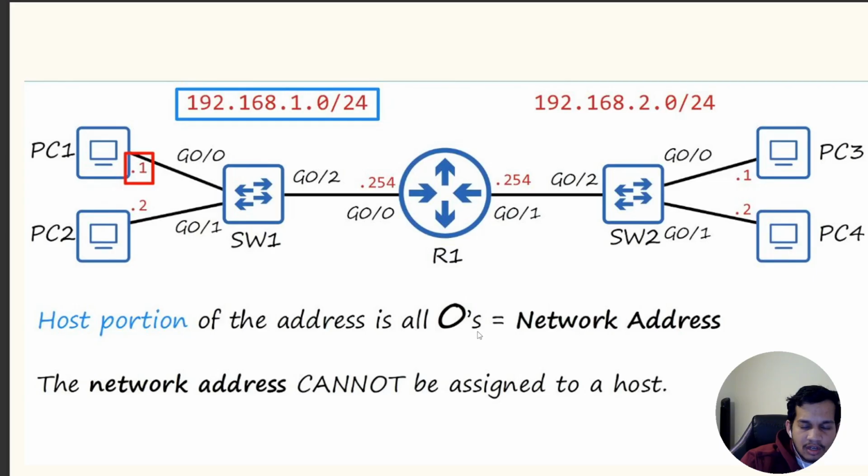As I told you before, if the host portion of the address is all 0s, it's called the network address. In this case, if we take the first 24 bits and the remaining 8 bits are 0, that's called a network address, and it can't be assigned to any host. This is very important. Basically this is used to refer to the network.